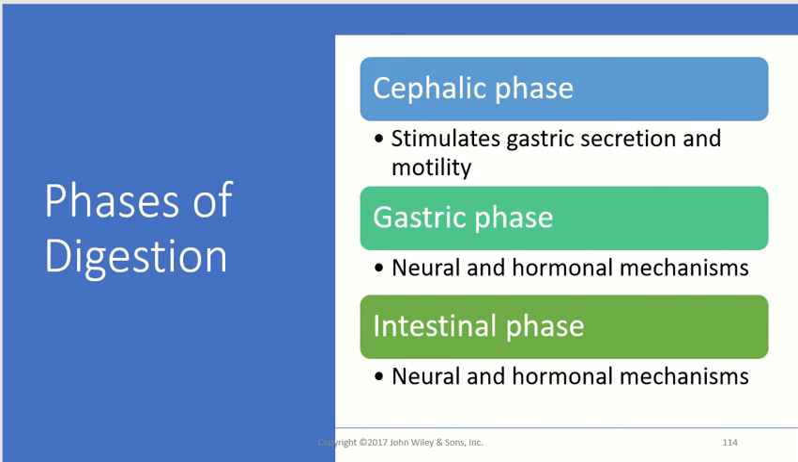So, we've talked about all the various parts of the GI tract. So let's look at the different phases of digestion. All right. First, we have the cephalic phase. This is going to stimulate gastric secretions and motility. Next is the gastric phase. This is going to be neural and hormonal mechanisms that are going to be involved. And then we have the intestinal phase, which is also going to involve neural and hormonal mechanisms.